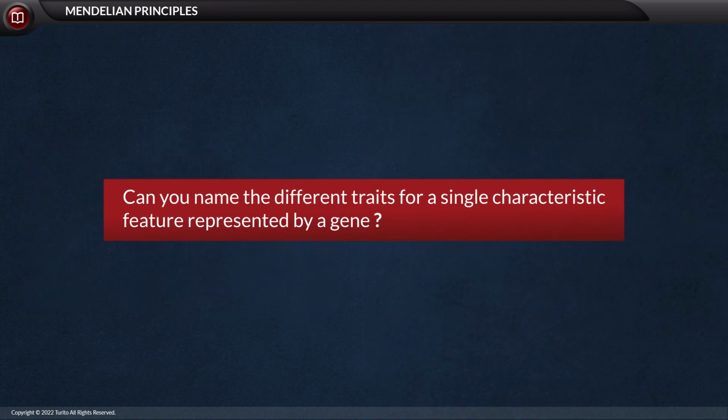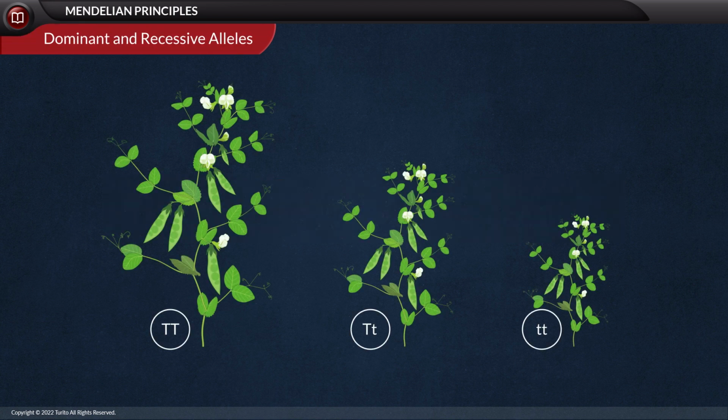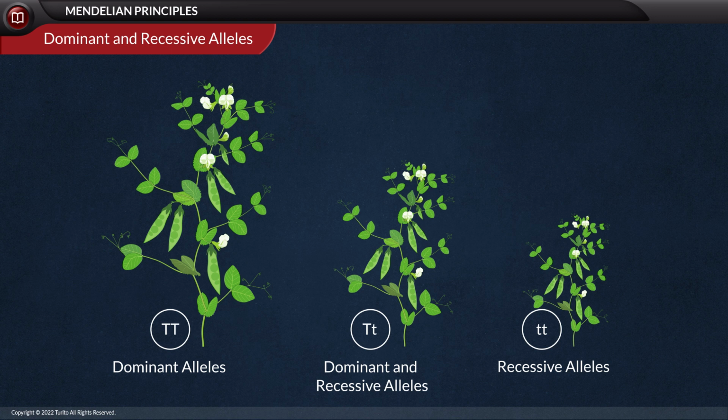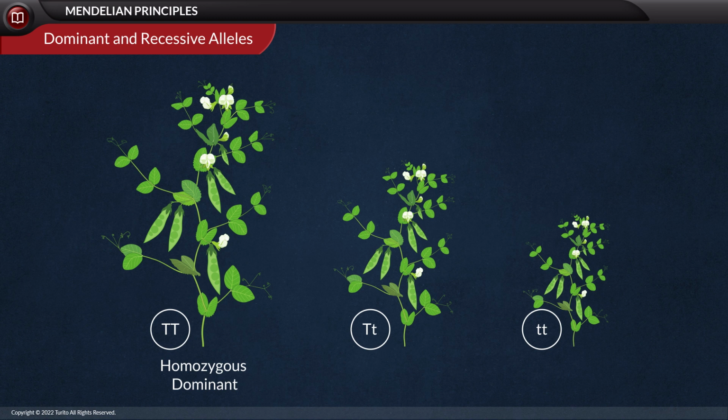Can you name the different traits for a single characteristic feature, represented by a gene? Talking about the trait, it can be dominant or recessive based on the type of alleles present in the gene. A dominant allele is one that expresses itself even in the presence of other alleles, while a recessive allele is the one that gets expressed itself only when present as a pair. A single recessive allele is suppressed by the dominant allele. As a combination, a gene can exist in 3 different conditions, namely, homozygous dominant, heterozygous dominant, and homozygous recessive.